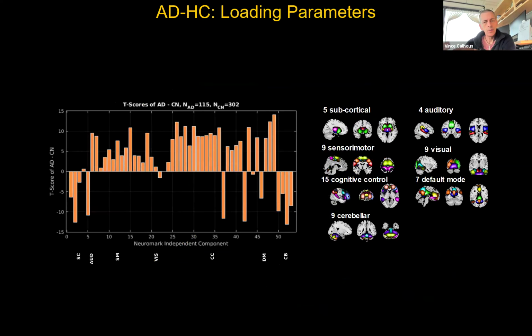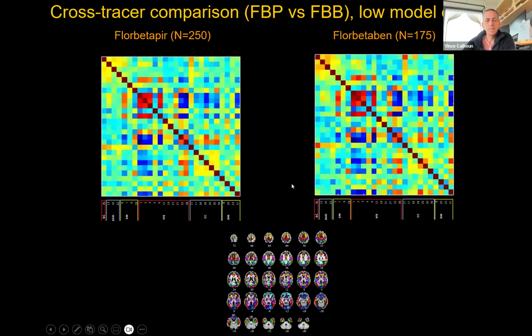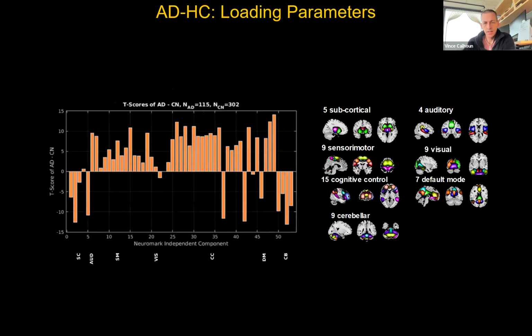And that's FNC, but we can also look at the loading parameters. You can see here each bar is a component, and these are 53 components. Notice how we get a lot more uptake in Alzheimer's versus controls, as we might expect, right? And so a lot of those are quite significant.